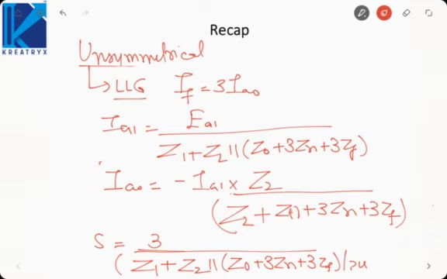MVA. And we also studied that the most severe type of fault is the symmetrical fault if the fault occurs on the transmission line, and it is the LG fault which is most severe if the fault occurs at the terminals of the generator. Okay, so let us first get started with the problem based on an LG fault.